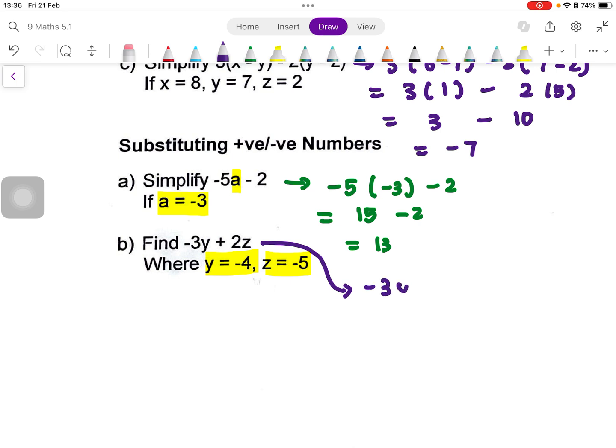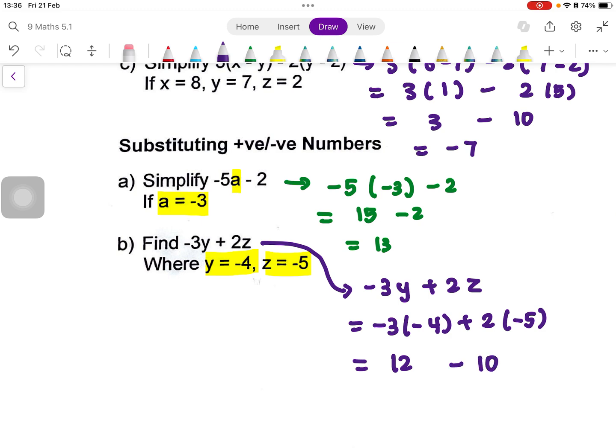Negative 3y plus 2z. So I'm going to replace the y with negative 4 and the z with negative 5. So negative 3 times negative 4 is positive 12. Then 2 times negative 5 is negative 10. So the final answer will be 2.